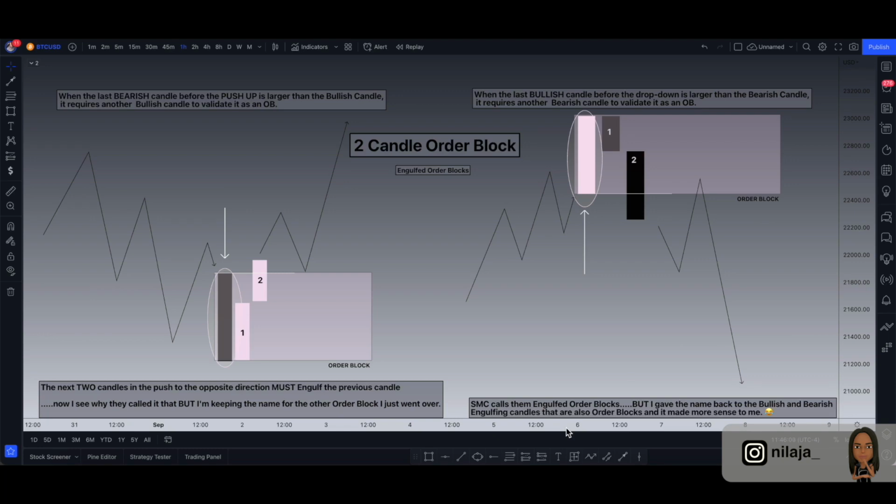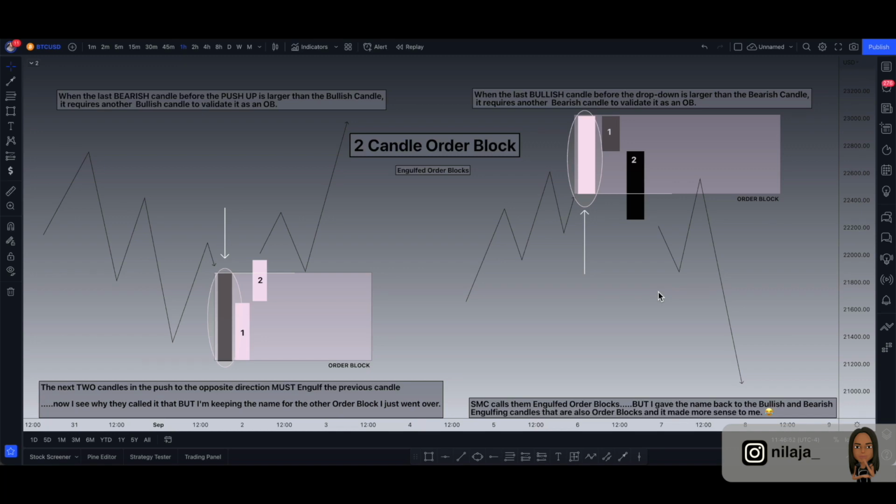Okay, so the reason I call it a 2 candle order block is because the next 2 candles for the push in the opposite direction must engulf the previous candle. As you can see here for this last bearish candle, in order for this to be considered an order block, this candle and this candle need to engulf this one. And for this bullish candle, you need 2 bearish candles to engulf it for it to be considered an order block, because the push in the opposite direction must have momentum shown. And so that is why it requires 2 candles.